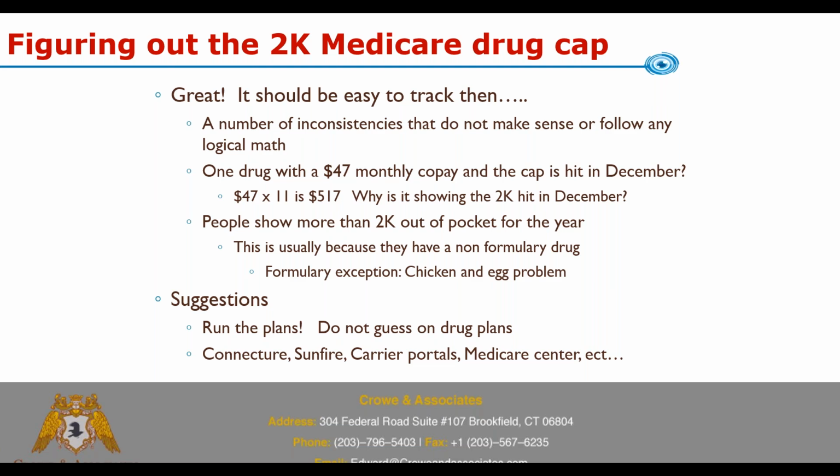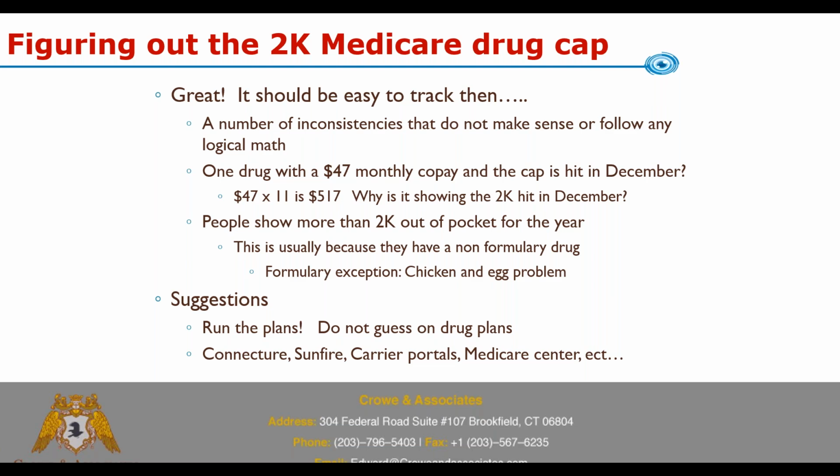So if you want to use some examples of what I'm talking about, for example, you can run on a number of the standalone drug plans or advantage plans. You can give the person one drug. In this case, let's say you give them Eliquis. And let's say we put them on a plan without a deductible and without co-insurance. So Eliquis is $47 a monthly copay on that plan. Well, when you run it, you'll see that that person, no deductible, taking Eliquis, paying $47 a month for it, they will show as hitting the 2K in December.